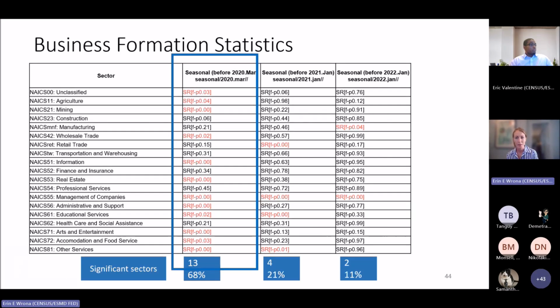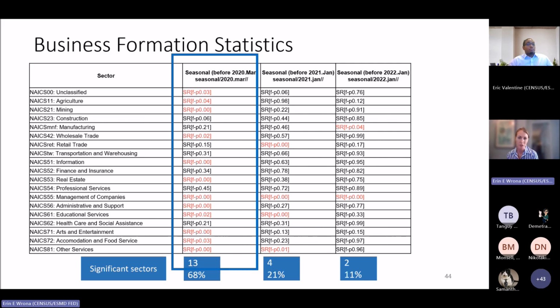We tested business applications at the sector level through June 2024. The first column tests March 2020. That means we are adding seasonal regressors that are 0 on and after March of 2020. And then we have the same test at 2 more time periods, January 2021 and January 2022.